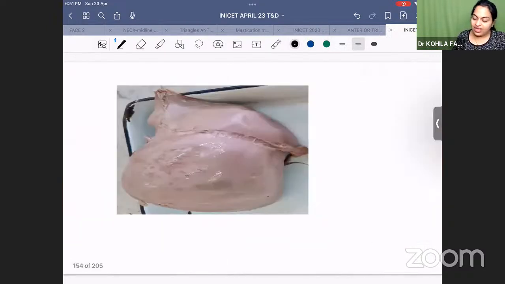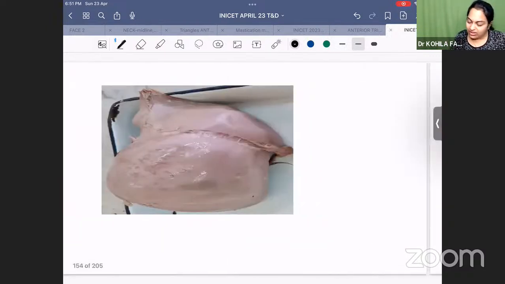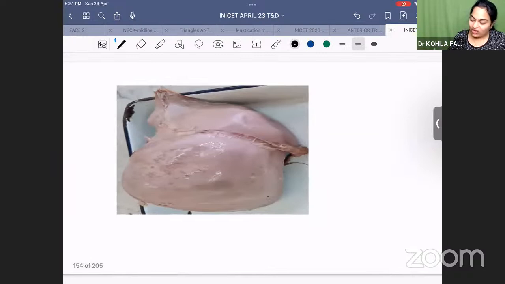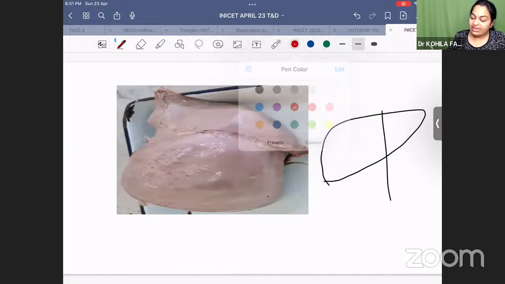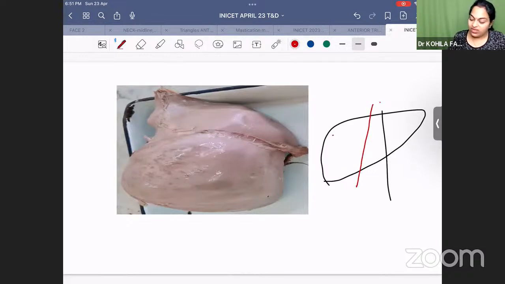Now coming to the segments of the liver. Imagine the liver is like this. You have the falciform ligament and Cantlie's line, which passes through the fossa for the gallbladder and the groove for IVC. So this will be the right half and this is going to be the left half of the liver. What is segment 1? 1 is the caudate lobe. The left half of the liver is divided into medial and lateral, and the right is divided into anterior and posterior.